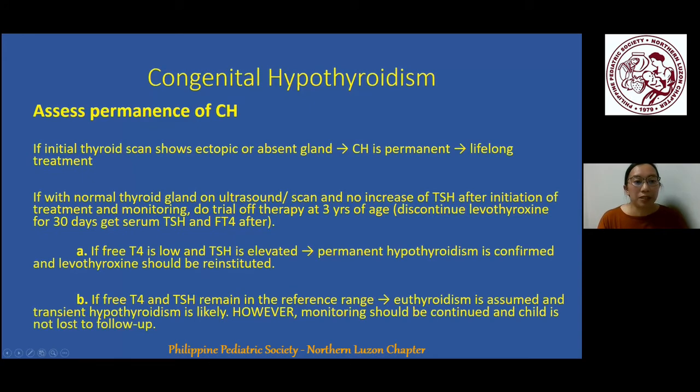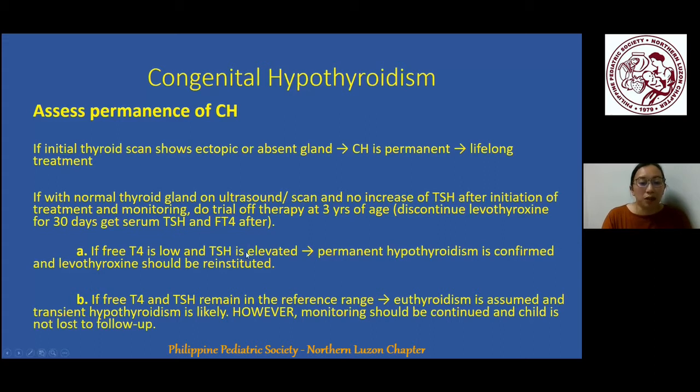So how do we assess the permanence of congenital hypothyroidism? If the initial thyroid scan shows an ectopic or absent gland, the CH is a permanent condition, so it needs lifelong treatment. However, if there is a normal thyroid gland on ultrasound or in the scan, and there is no increase of TSH after initiation of treatment and monitoring, we do a trial of therapy at 3 years of age. Trial of therapy is where we discontinue the levothyroxine for 30 days, and then we get serum TSH and FT4 after.